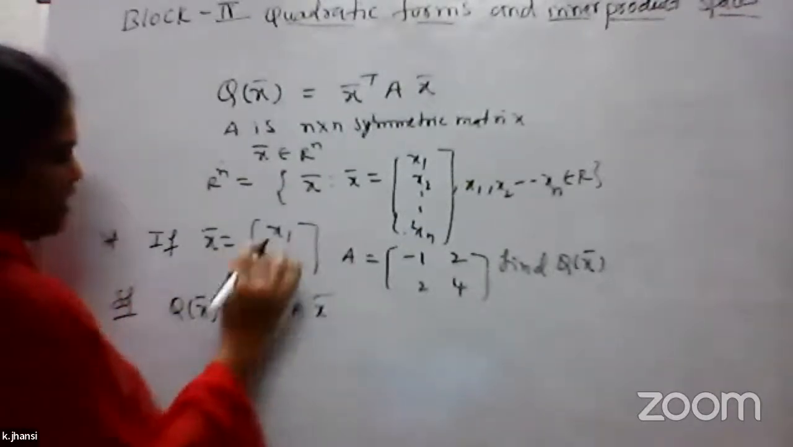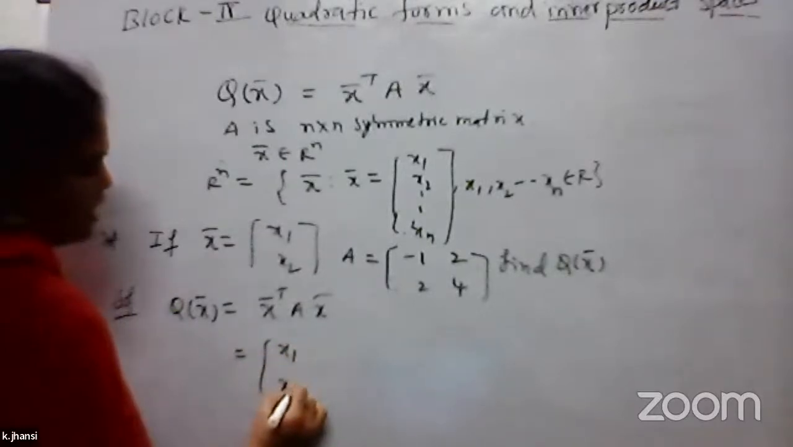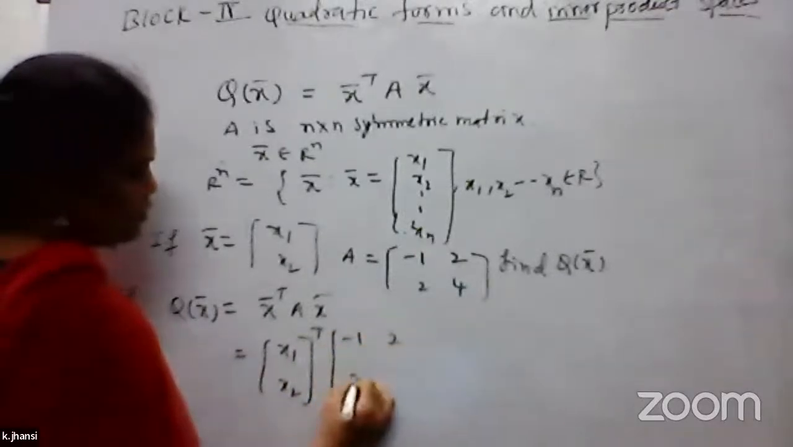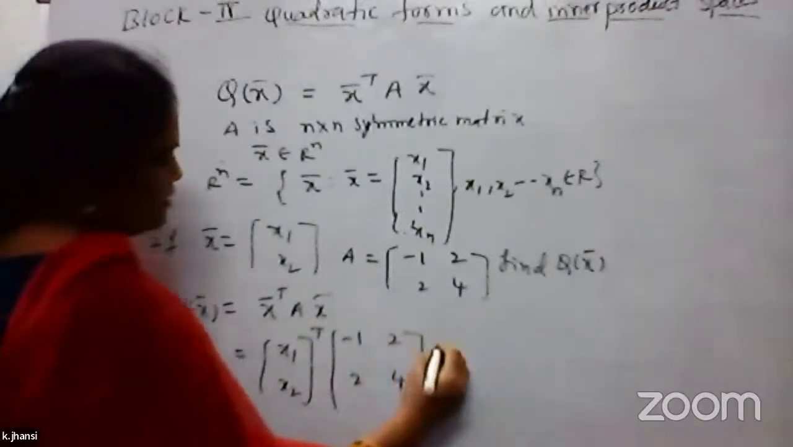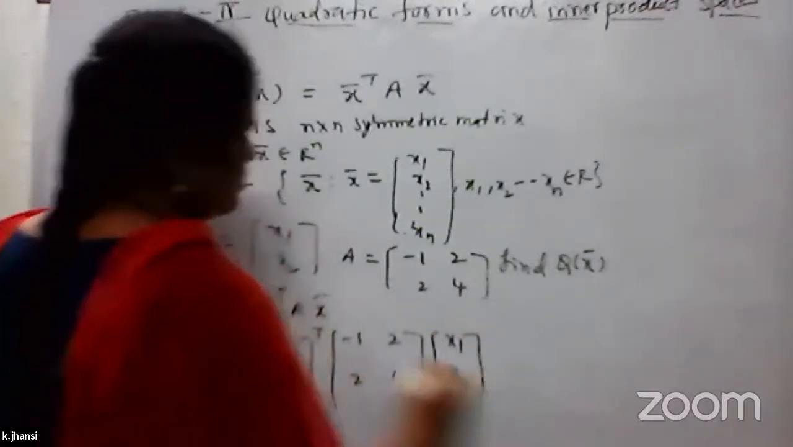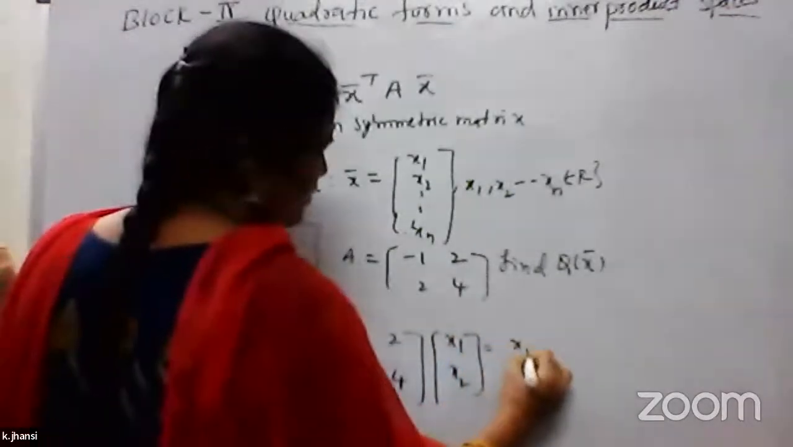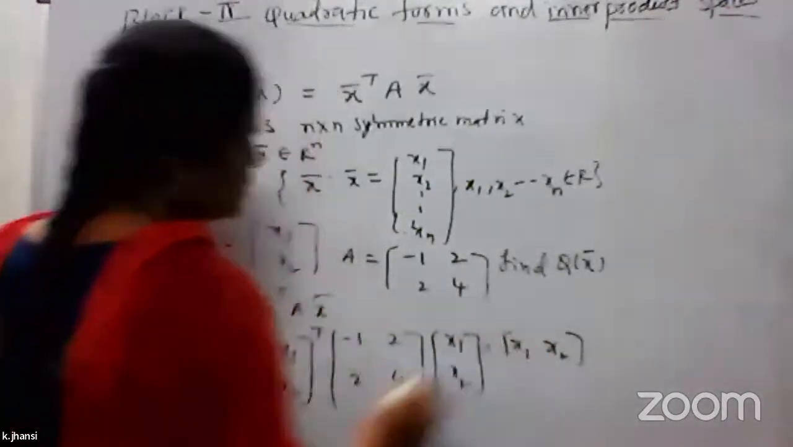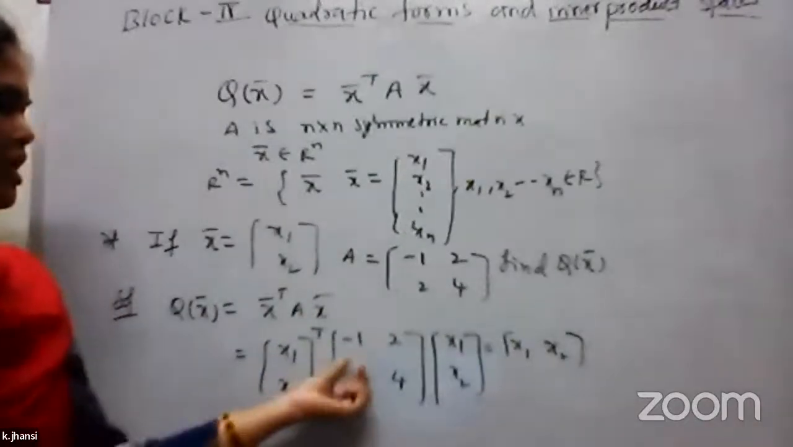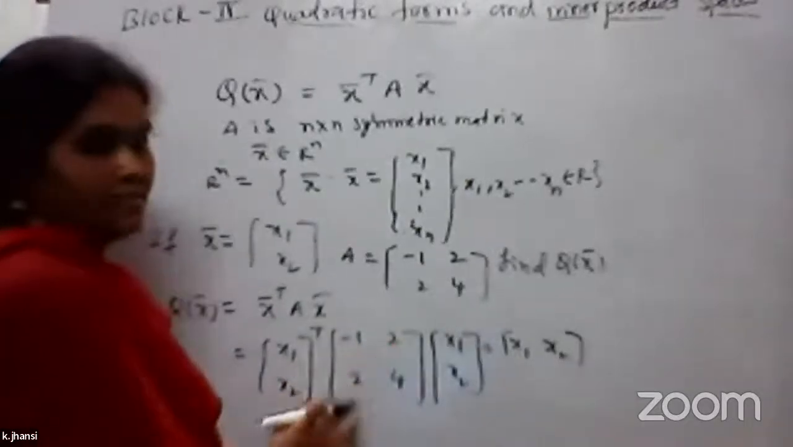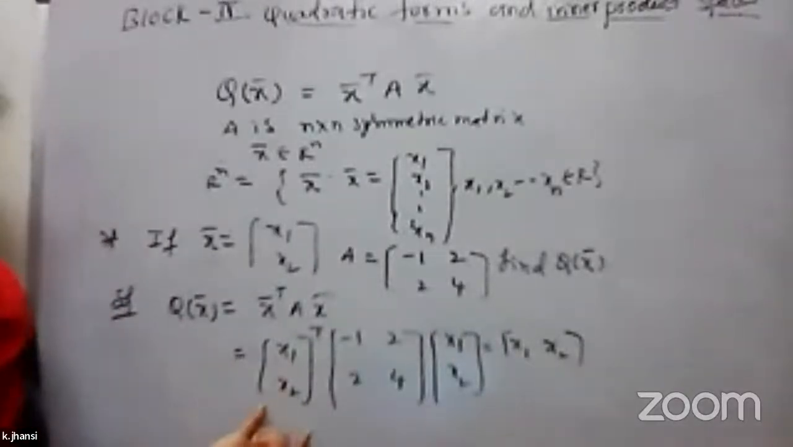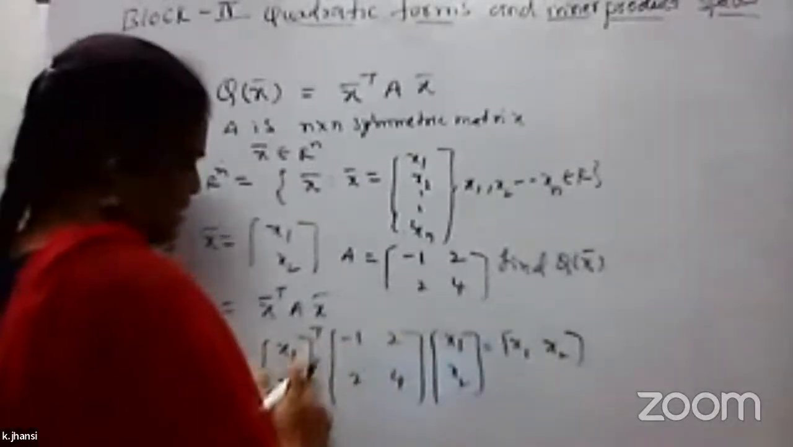So here what is our x given in the question? It is x1, x2, transpose of this, into matrix A, [-1, 2; 2, 4]. Next, the transpose of this is x1, x2. What is the transpose? Transpose of a matrix means converting the rows into columns. Here only one column is there, so if you write it as a row, it is called the transpose of this one.